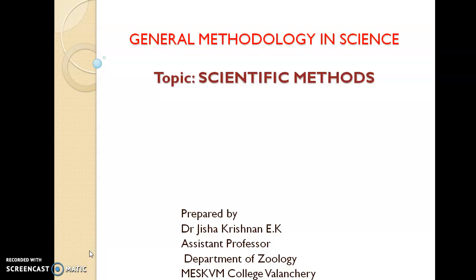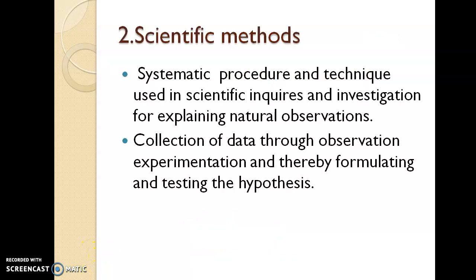So now we are starting with the second chapter of this paper, that is what is meant by scientific methods. In the previous class we have seen what is meant by science, right? Science is anything which is observed in nature, and we need to make some predictions or generalization for this natural phenomena. So this generalization is simply called scientific method.